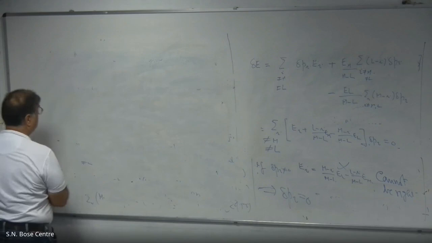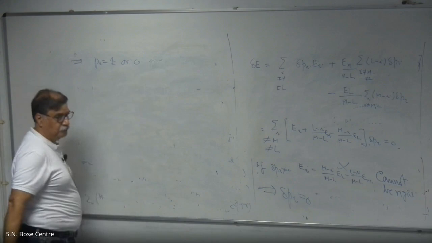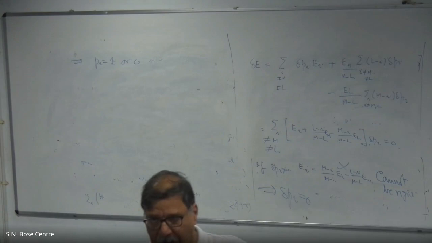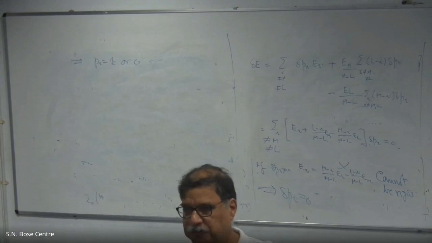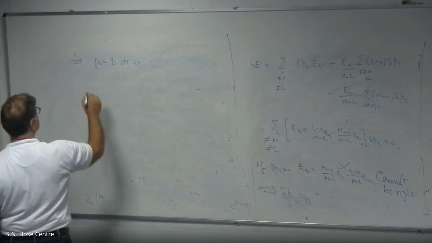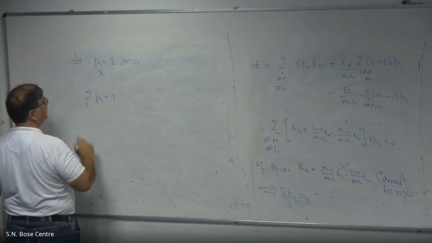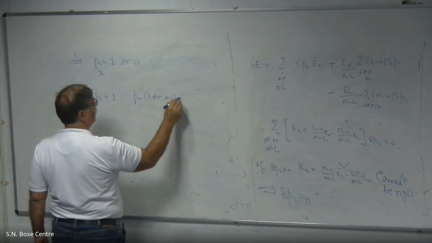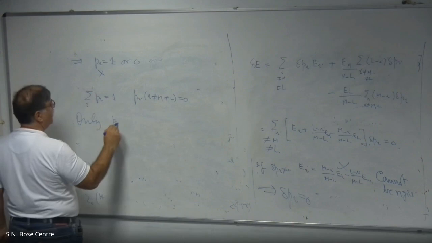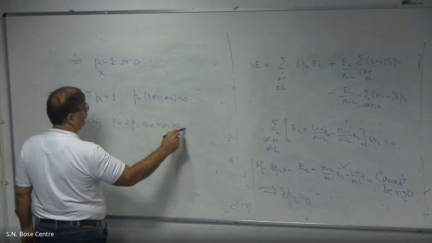But if all delta p_i's are 0, and they have arbitrary variation, this logically implies p_i is either 1 or 0. Because if they are somewhere in between 0 and 1, I can vary them in sign and direction both. They have to be at the end. Now this is also out: the summation of p_i over all i is 1, so I cannot have all of them at 0. So p_i for i not equal to m, not equal to l are 0, and only p_m and p_l are non-zero. Then only two coefficients are non-zero.